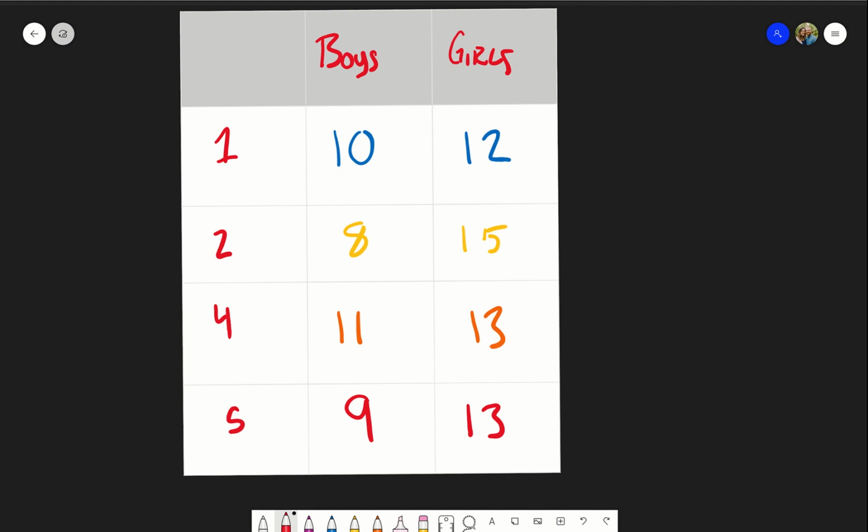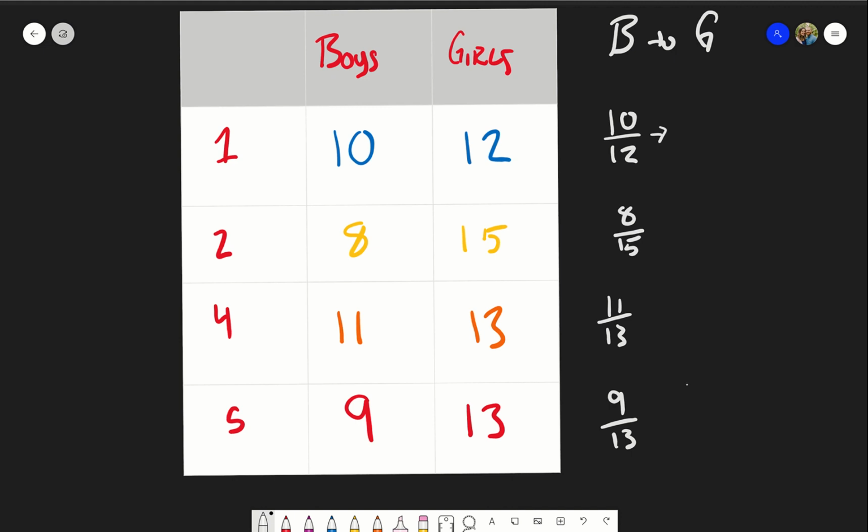Okay, so then I can say, all right, well, what is my ratio of boys to girls in each of my classes? Well, this ratio would be 10 over 12. This would be 8 over 15, 11 over 13, and 9 over 13. And this would simplify down. This is the only one that can simplify. This would become 5 to 6.